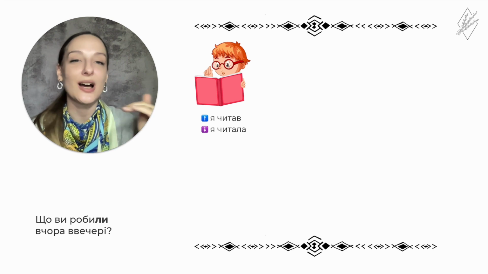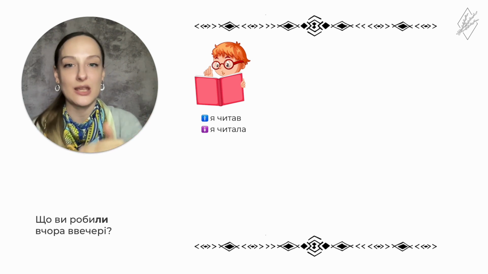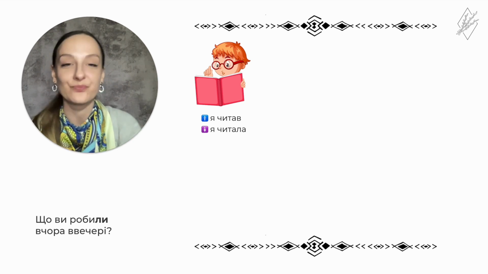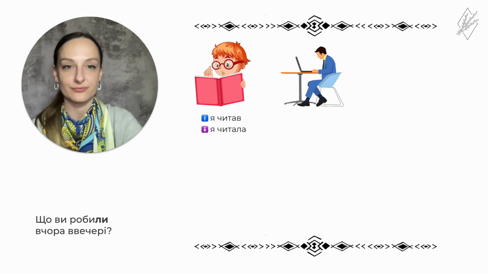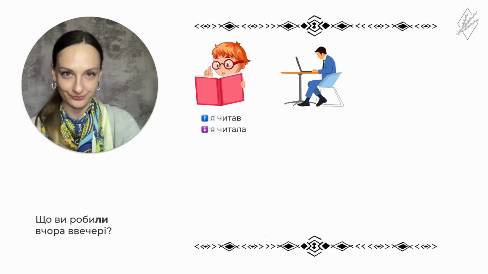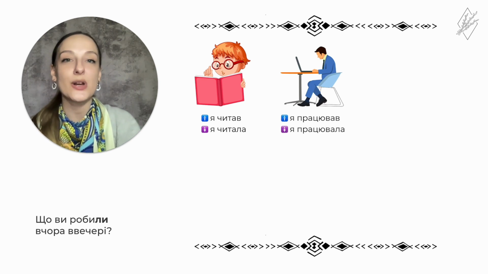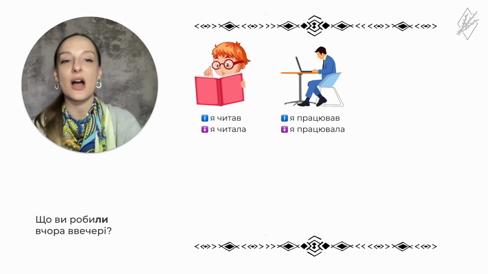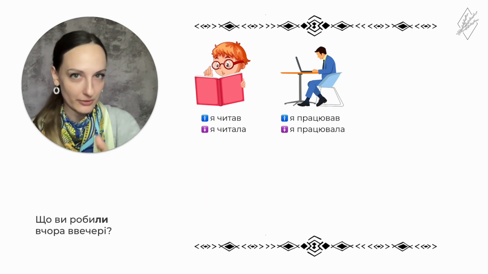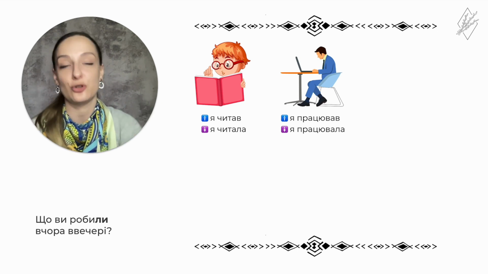Я читав або я читала. Men would say я читав, women я читала. The next action. To work. I was working. Я працював, я працювала. Працювати, to work, right? So, я працював, я працювала вчора ввечері.